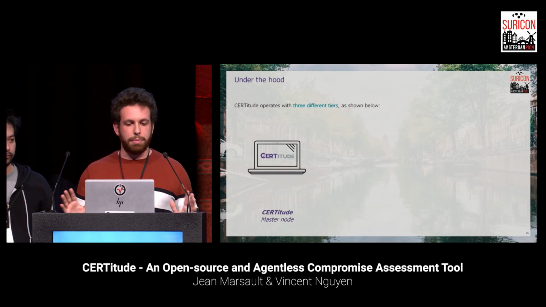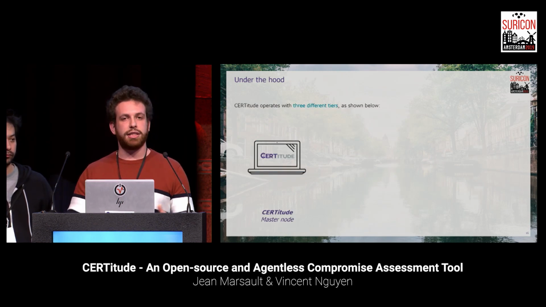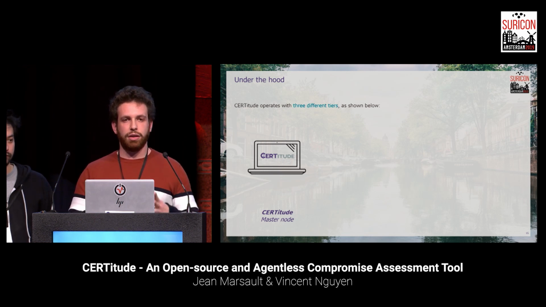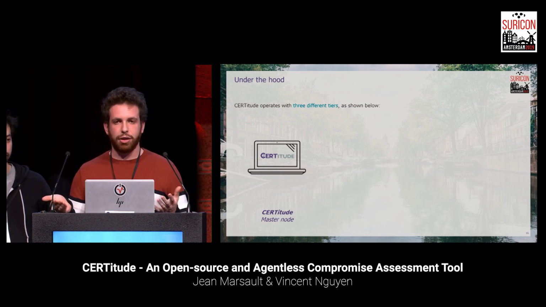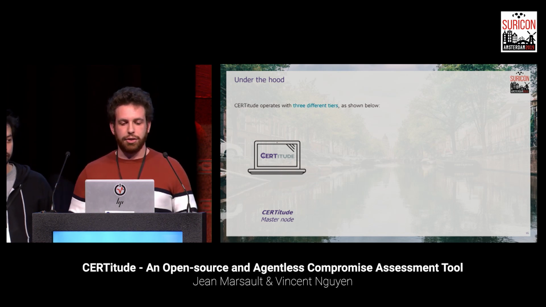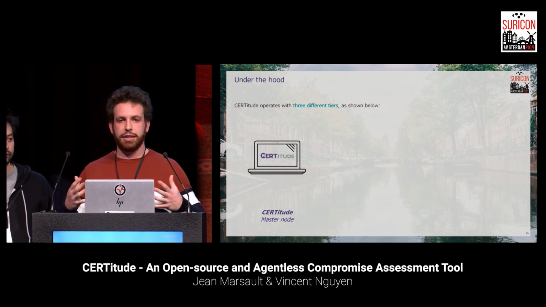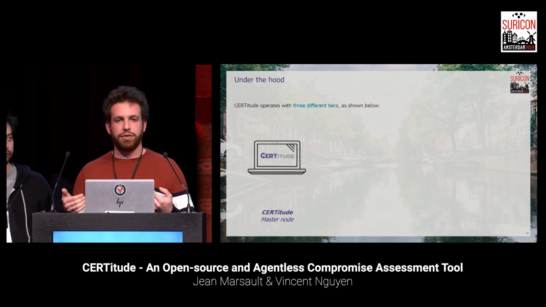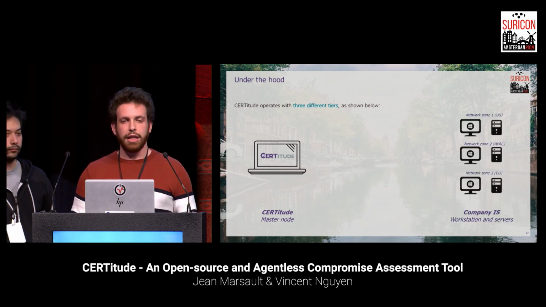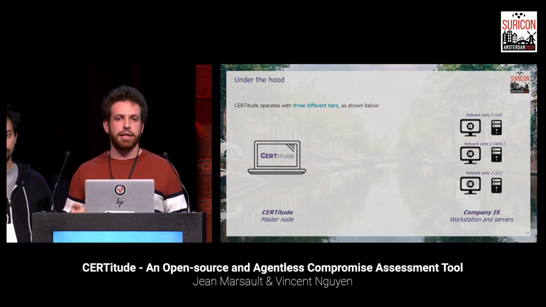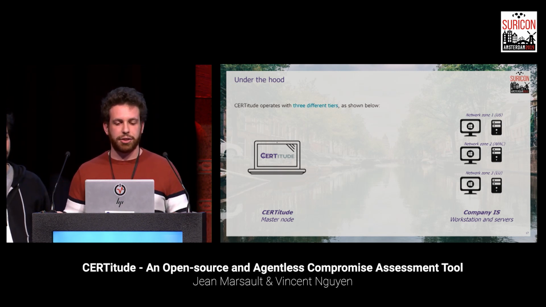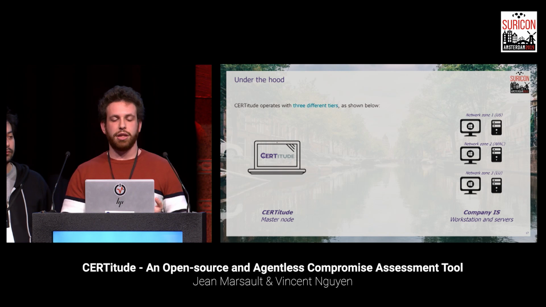So, enough about the basics. Let's raise the hood and see how it works. What we will see during this presentation is that CERTitude operates with 3 different tiers. The first tier is what we call the master node. Basically, this is your computer with CERTitude installed on it, and it will be the thing that will guide all of the analysis and the collection. You will have to operate on the third tier of CERTitude that corresponds to the client information system, which is composed mainly of workstations and servers under Windows and Linux.